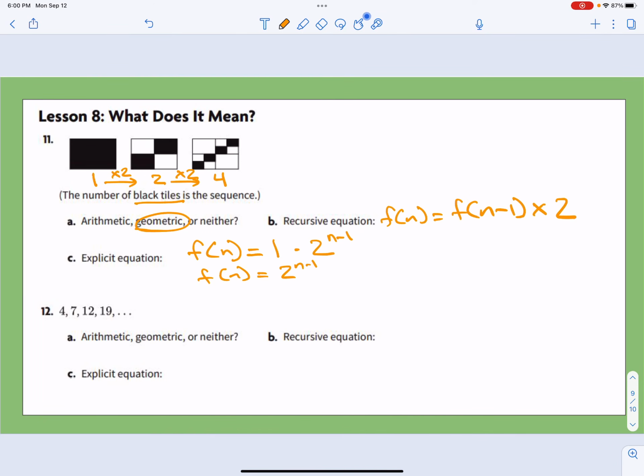All right, and number 12, from 4 to 7, it's plus 3. 7 to 12 is plus 5. 12 to 19, plus 4. That doesn't make any sense at all, so we would say this is neither, just random numbers, so you're not going to have a recursive or an explicit equation at all.